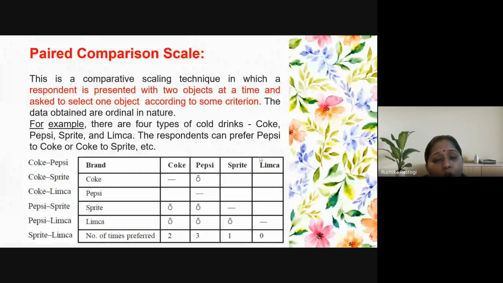So look at the first row. The first row is having the brand Coke, and there are four choices provided: Coke, Pepsi, Sprite and Limca. Now, when you have asked your brother, or your sister, which combo you would like to take, the first combo you offered is Coke Pepsi, and your sister or your brother has given the preference to Pepsi. So I put a mark over here. So between Coke or Pepsi, which is better? So the choice came Pepsi. So I gave 1 point to Pepsi and marked one circle below it.